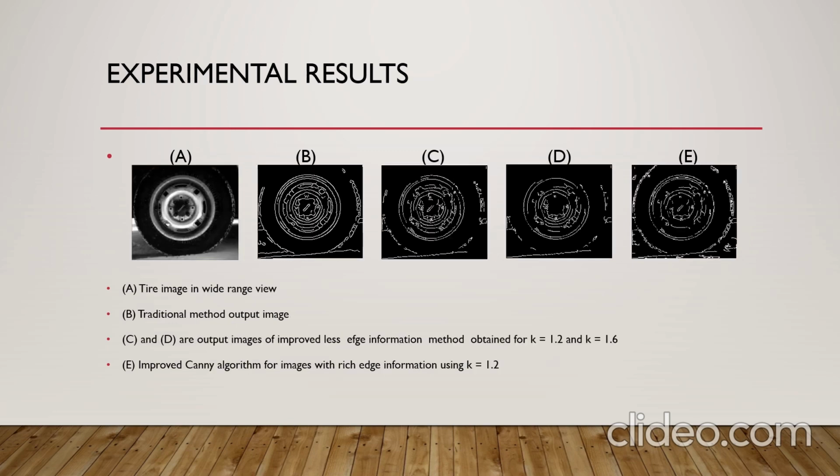These are the experimental results for the rich edge information image. The first one is the tile image in a wide range view, and the second one is the edge information obtained through the traditional Canny approach, where C and D are the edge information obtained through the less edge information threshold selection method, which are not good. And the final one is the edge information obtained through the threshold selection of the rich edge information method.